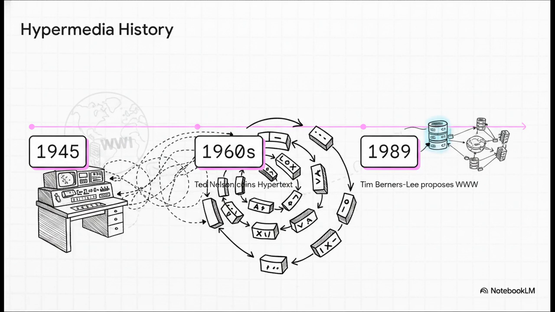Then, fast forward to 1965, and Ted Nelson actually coins the term hypertext while working on his Xanadu project. And then, of course, 1989 hits. Tim Berners-Lee proposes the World Wide Web at CERN. And the irony is just fantastic here, right? He literally only created it to help nuclear physicists organize and share their experimental results, and the idea just spread like wildfire and changed the entire world.